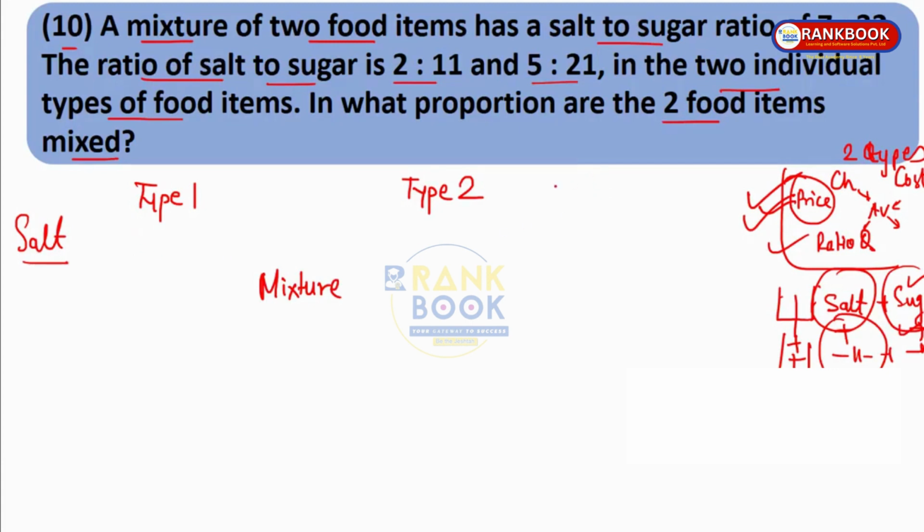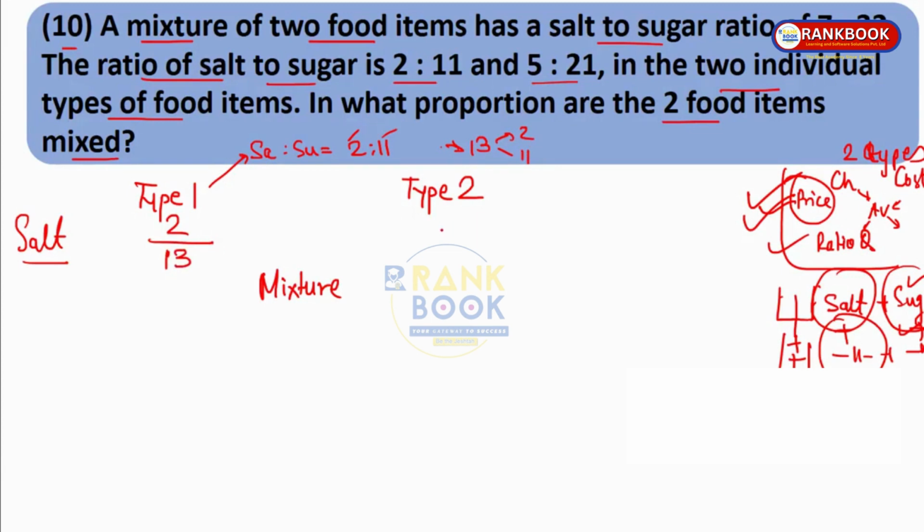They have given for type 1 the ratio of salt to sugar is 2:11. That means 2 parts salt, 11 parts sugar. What does that mean? 2 plus 11, there are a total of 13 parts of type 1 food. In that, 2 parts are salt, 11 parts are sugar. That is, 2 parts are salt out of a total 13 parts, right?